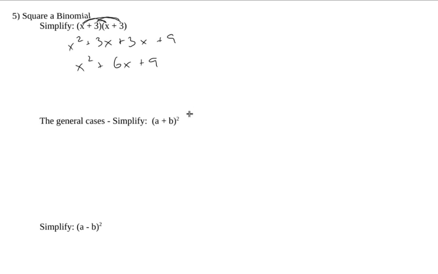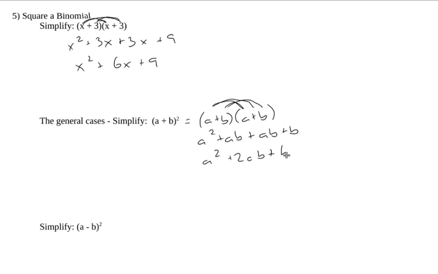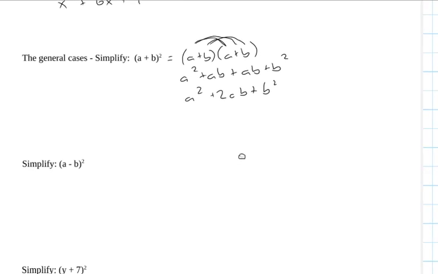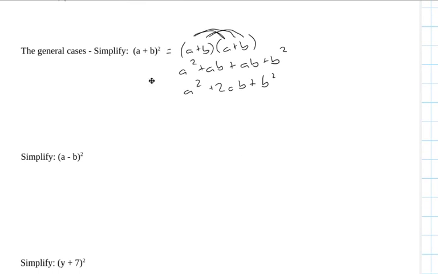In general, if I have a plus b and I want to square it, this is a plus b times a plus b. And again, I'm just doing this the long way out so we can see where everything is coming from. A times a is a squared, a times b is ab, b times a is ab, and b times b is b squared. These middle two terms, you can see they combine, they match each other, and I have two of them, so I get 2ab. So a squared plus 2ab plus b squared. This is a sum squared.